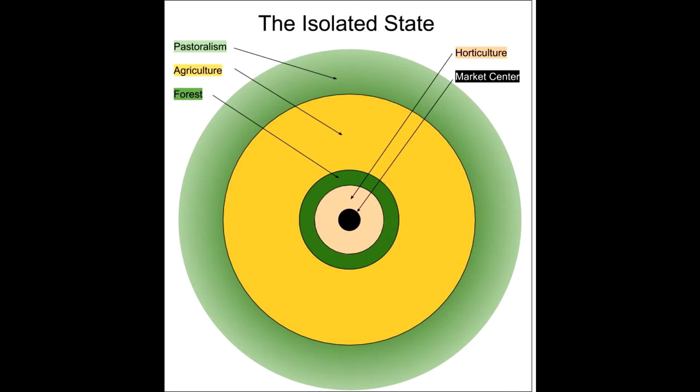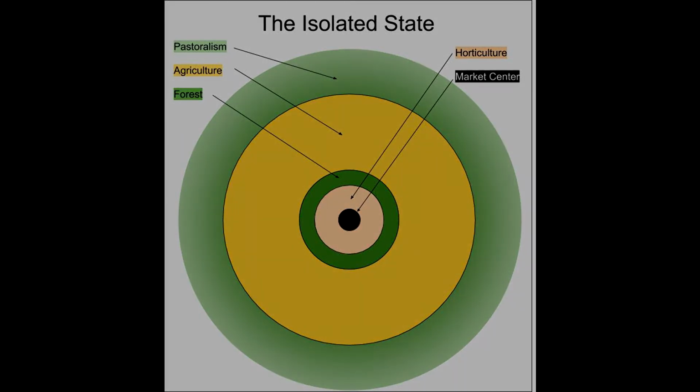But the key thing to note here is that the dominating force is transportation costs. Anything that changes those costs is going to distort the model. We'll start with human terrain.